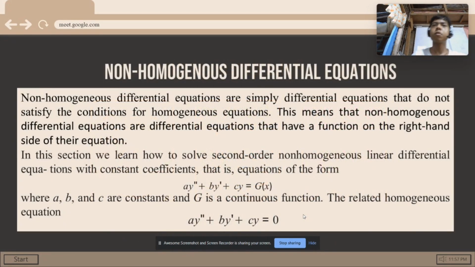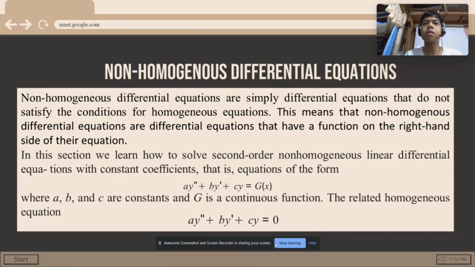To continue on non-homogeneous differential equations: non-homogeneous differential equations are simply differential equations that do not satisfy the conditions for homogeneous equations, as we have learned from the presentation of Mr. Nobel. This means that non-homogeneous differential equations are differential equations that have a function on the right hand side of the equation.